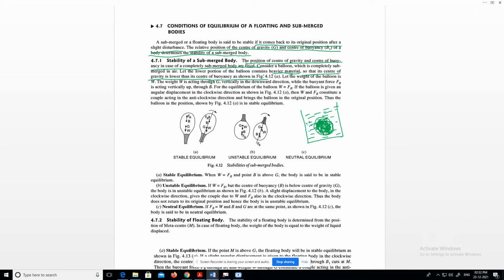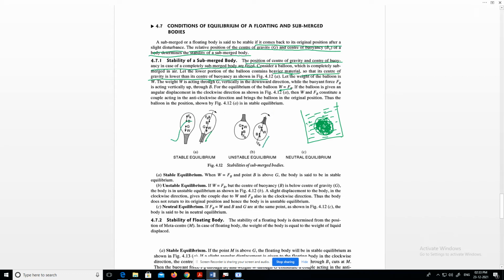For the equilibrium of the balloon, the weight and buoyancy forces will be equal. The balloon is given an angular displacement in the clockwise direction, as shown in figure 1. Then the weight W and buoyancy force F constitute a couple in the anti-clockwise direction and bring the balloon back to its original position. Thus the balloon is in stable equilibrium. First one, this is the stable equilibrium.